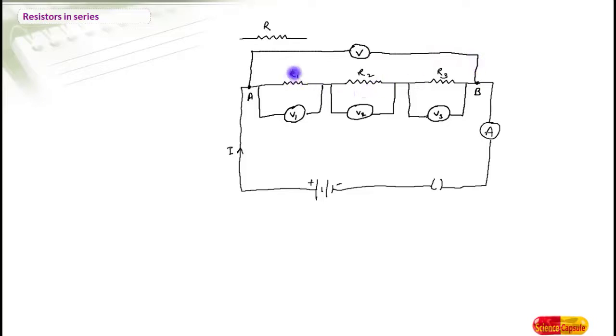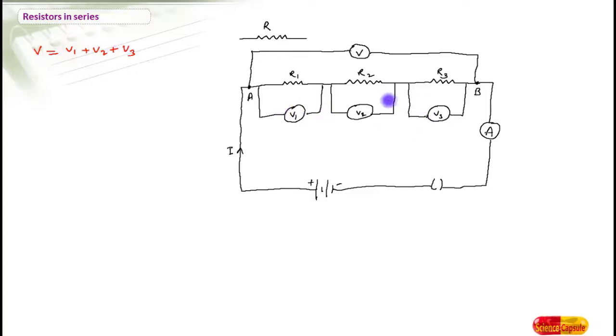Here the total potential difference is equal to the sum of individual potential differences across the points A and B, which means the sum of the potential difference across each individual resistor will give you the total potential difference. So total potential difference can be written as V is equal to V1 plus V2 plus V3.